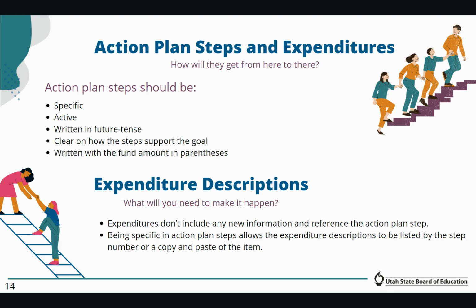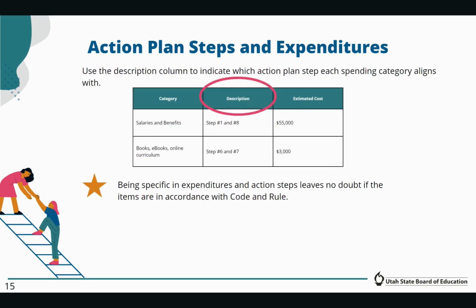When addressing the expenditure descriptions, don't include new information, but reference the action plan step. You can even copy and paste what was written in the action plan steps or list a step number in the description. This is an example of how to use the expenditure description box to copy and paste the action plan steps or list the steps as they pertain to each category of funding.